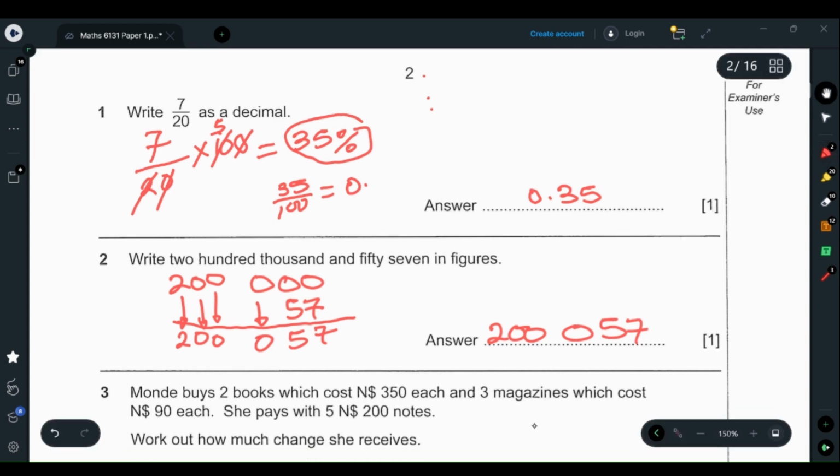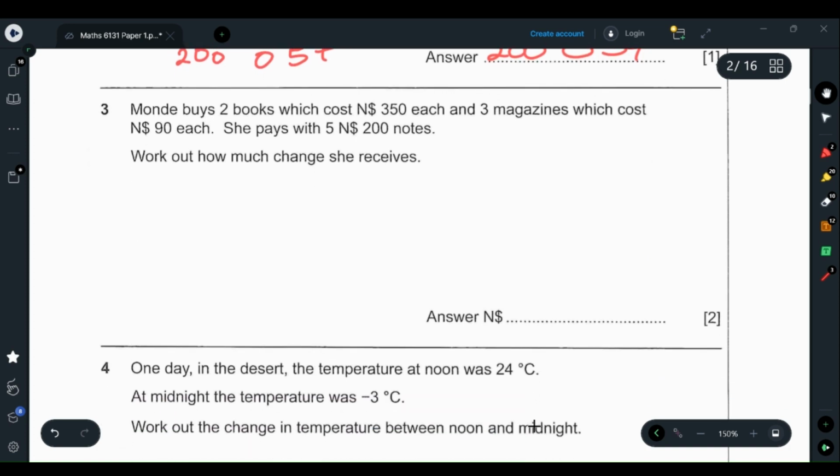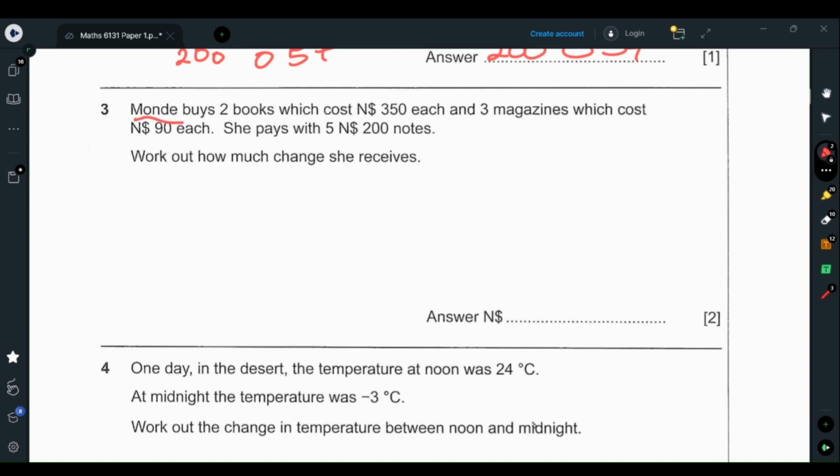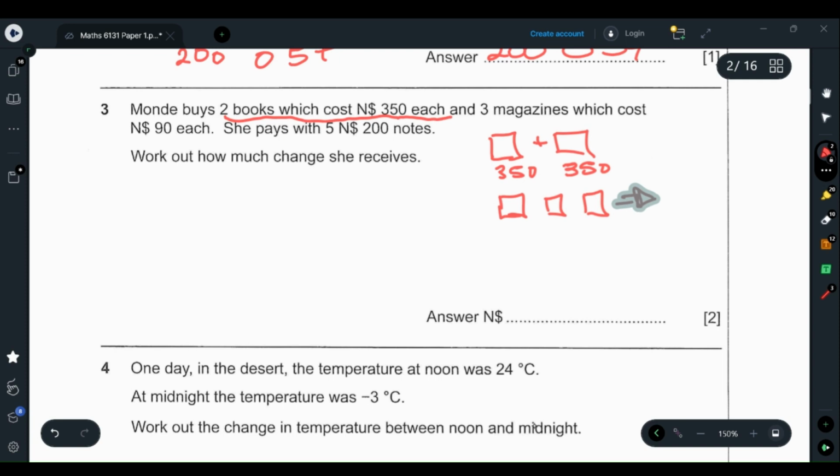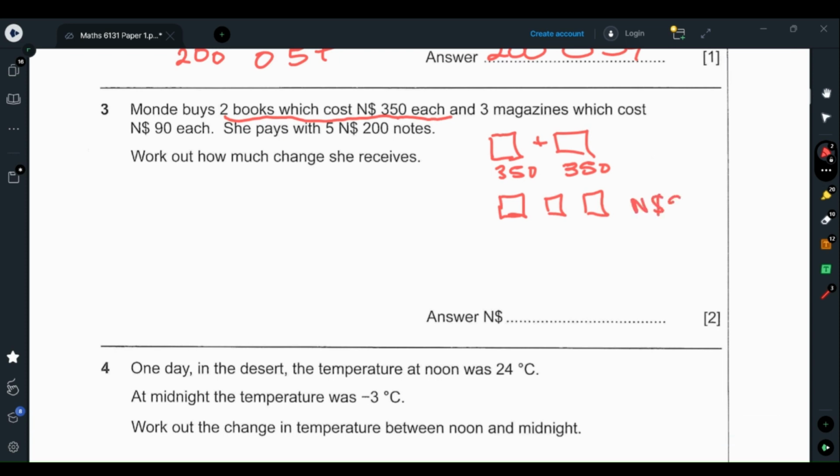Let's move on to question 3. Question 3 says that Monde, that's a name of a person, Monde buys two books which cost 350 each. So let's say we have two books, one book, another book. So two books, 350 each, and three magazines. So I'll have one magazine, two magazine, three, and all of them cost how much? Well, each costs how much? 90. So 90 times 3, because there are 3, and in this case 350 times 2 because there are two books.